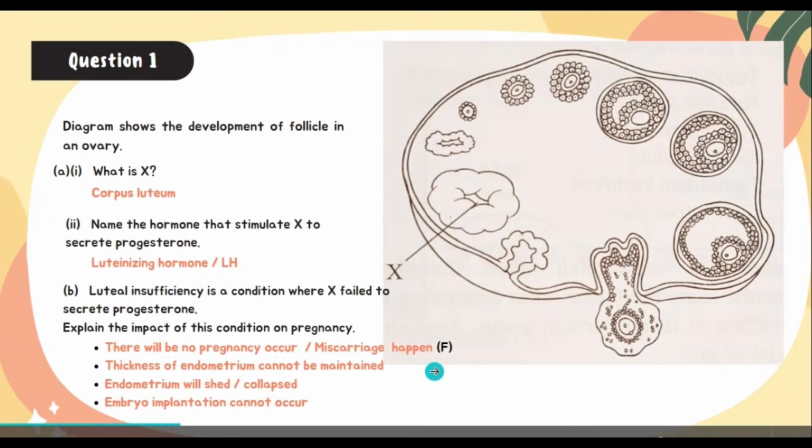And then, what happens when the thickness of the endometrium cannot be maintained? The endometrium will shed or collapse. And what happens? The embryo cannot implant, or embryo implantation cannot occur. So there are 4 points, maximum 3 marks. The first mark must state what happened to the pregnancy, and the other 2 are to explain. Alright, let us go to our next question.